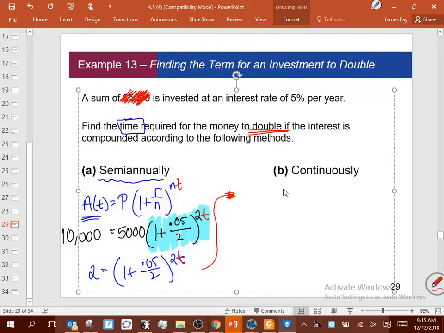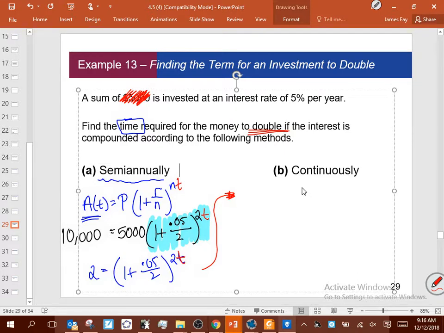If I had 2 equals, let's just do it this way. If 2 is equal to 3 to the x, how do I get that x out? How do I bring that down in front? Take a logarithm, right? Okay. So is that what's going to happen here? To get this 2t out, take a logarithm.